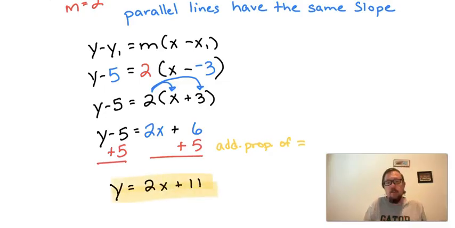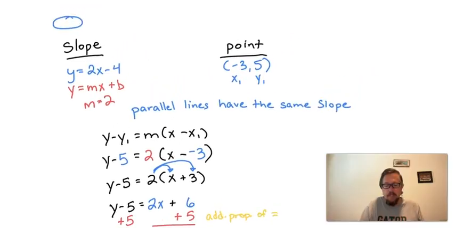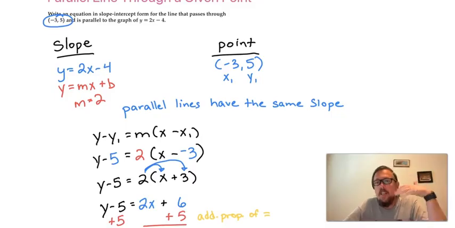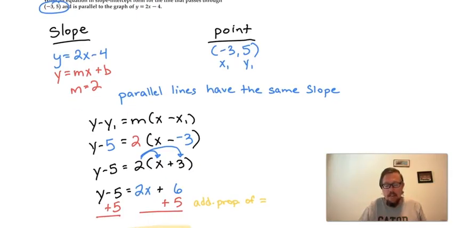So what this means is if I were to graph y = 2x + 11 and the equation we were given, which was y = 2x - 4, these two equations would be parallel, meaning they would run right next to each other, and this 2x + 11 would go through the point (-3, 5).